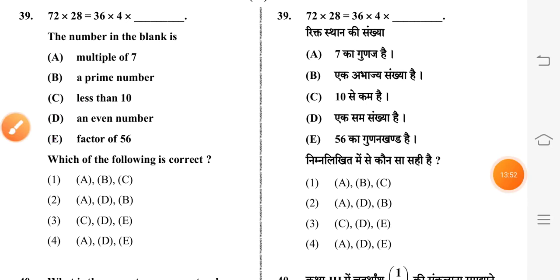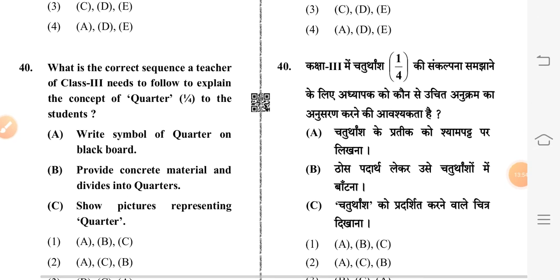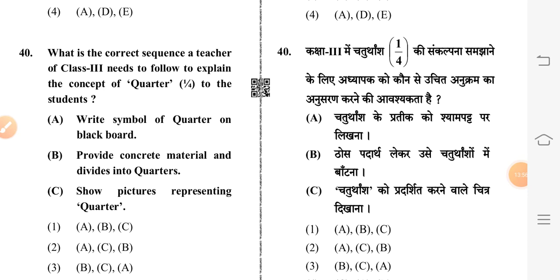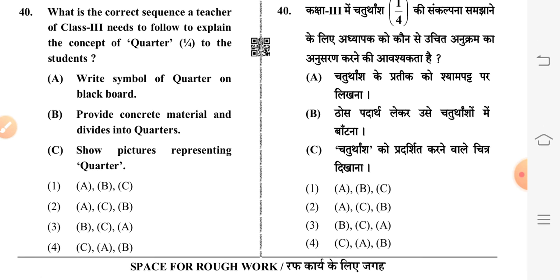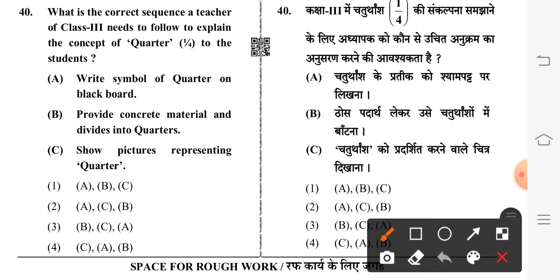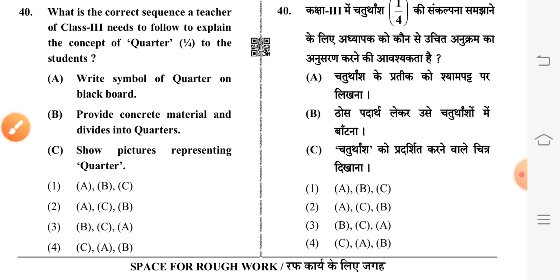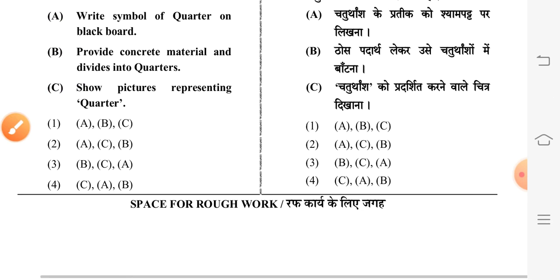Next question. Question number 40. What is the correct sequence a teacher of class 3 needs to follow to explain the concept of quarter 1/4 to the students? Which sequence is good to follow by the teacher? So correct option is third option, B, C, A. First conduct this option and after that this one, last A. In this sequence we explain about quarter.